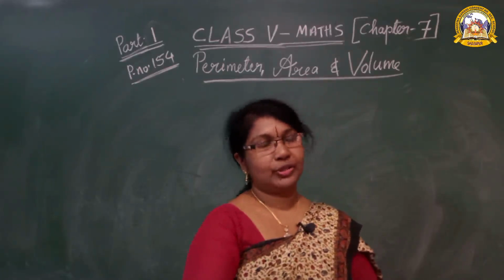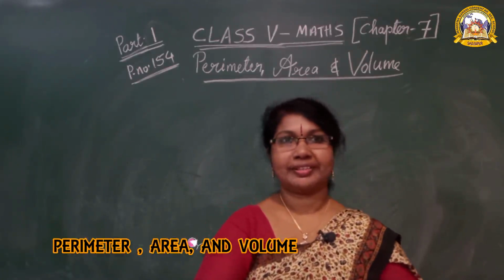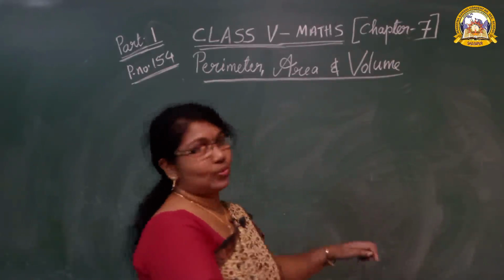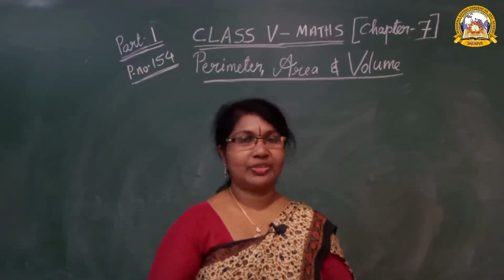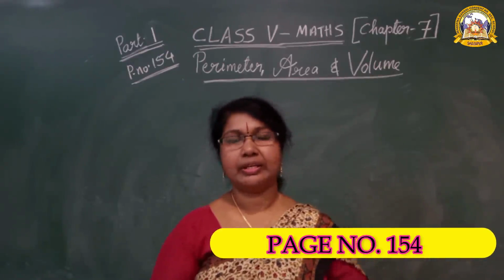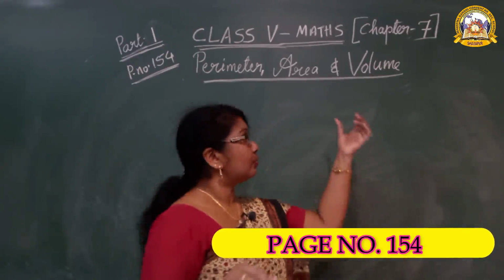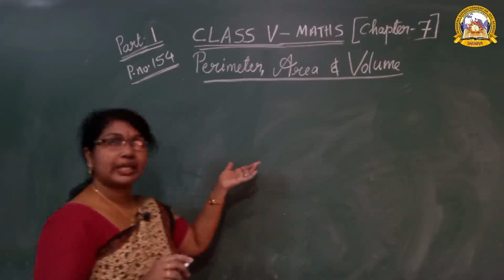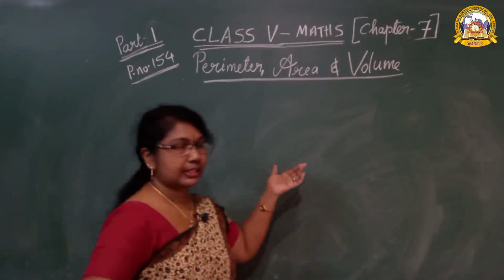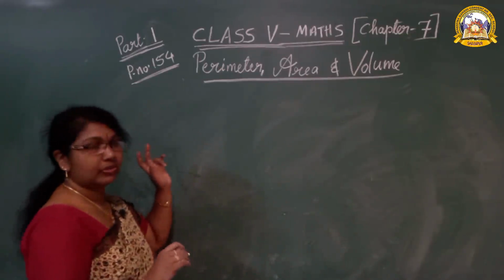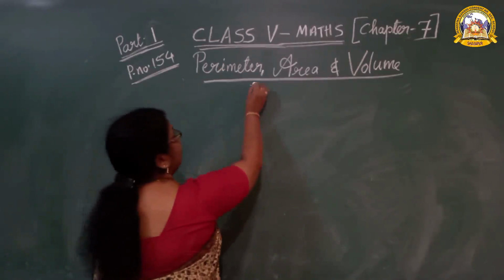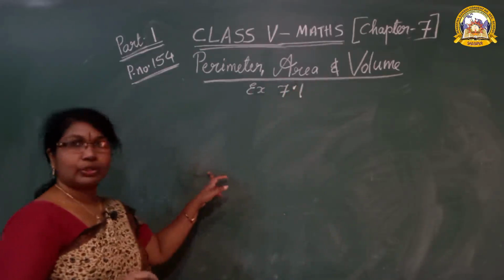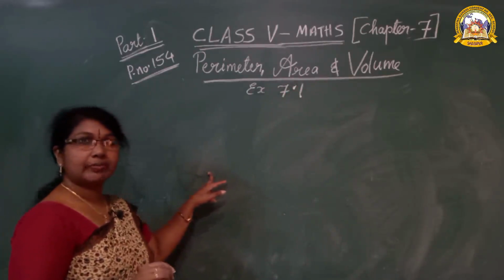Chapter 7. You know what is the name of the chapter? Perimeter, area and volume. I think in 4th class we studied perimeter and area. But one thing, volume is new for you. Now listen, first we are going to study perimeter. This exercise is on page number 154, exercise 7.1. You know what you mean by perimeter?